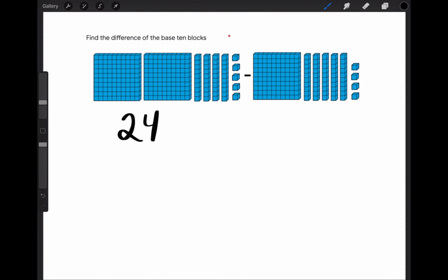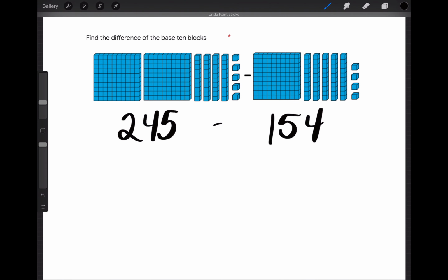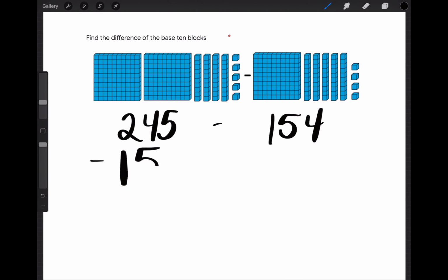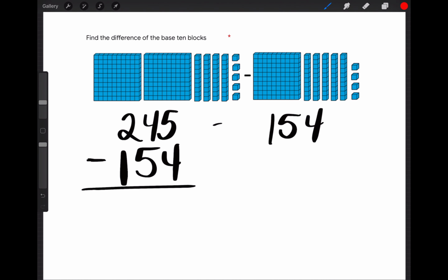Now we have 245, and we have 154. Perfect. Now we're going to go ahead and subtract. Let me make a little bit more room here. Remember that 245 needs to go on top. Okay, here we go. Now we can subtract. Remember, we always start in the ones column when we subtract and add all the time. So our ones column is 5 and 4. 5 subtract 4 is 1.